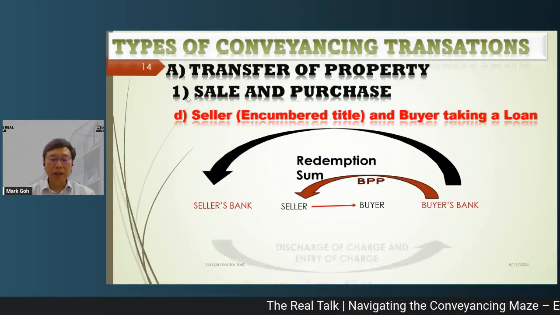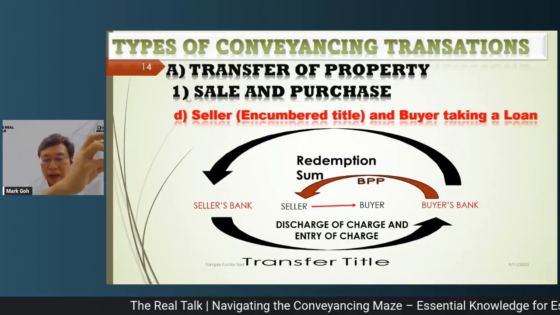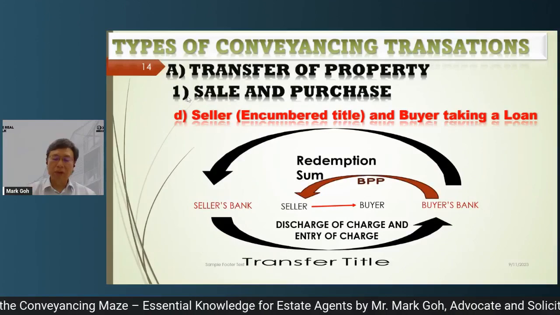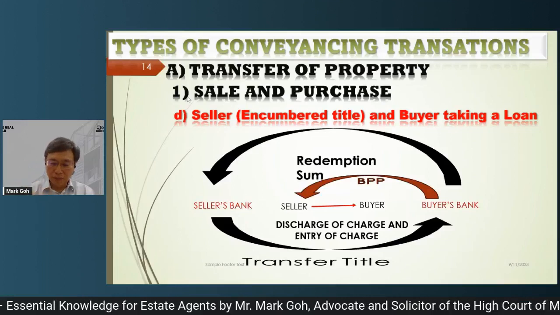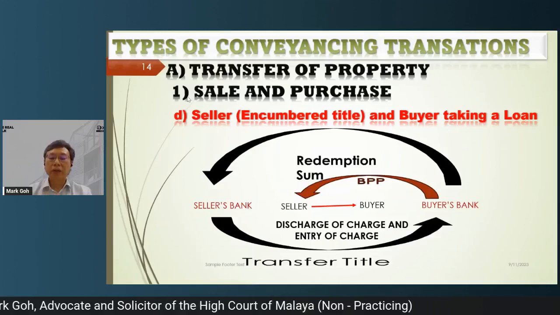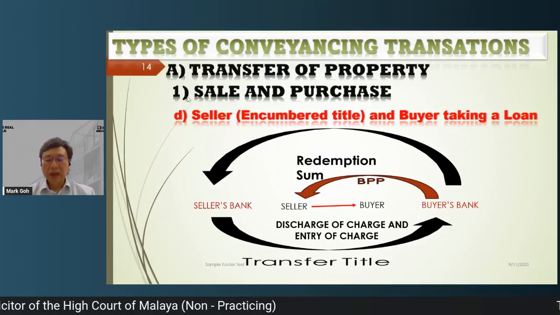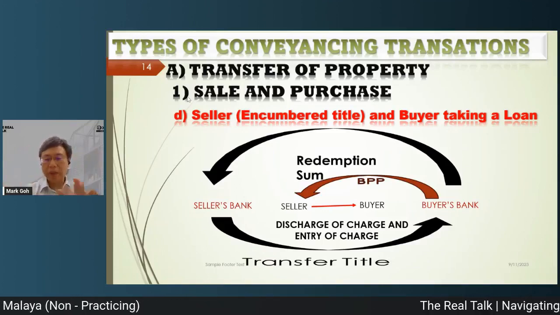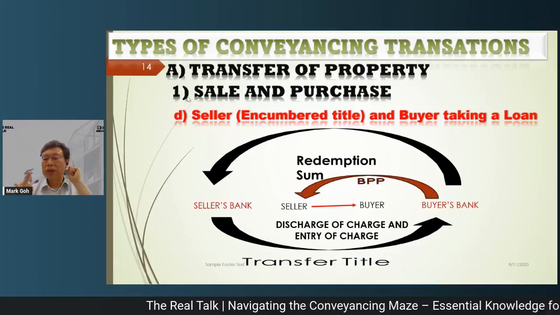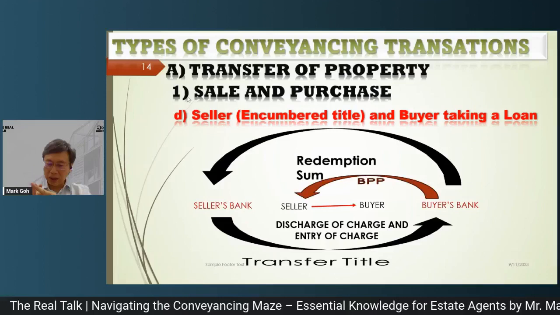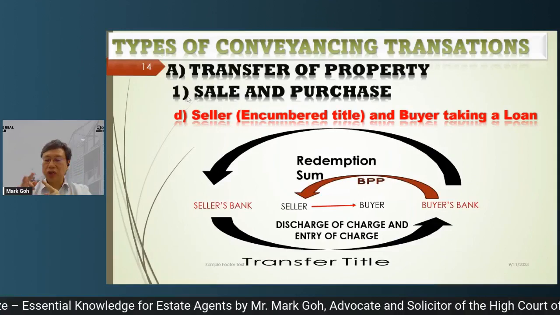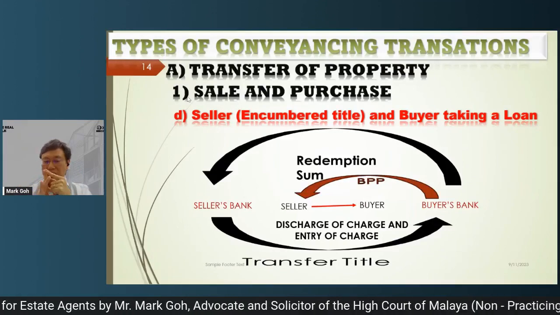And once all this is paid, notice it doesn't go to the buyer. Everything will go to the buyer's bank. The discharge of charge, the entry of the charge, the withdrawal of the private caveat, transfer, everything will go to the buyer's bank. Buyer's bank will present it to the land office. Everything settled. So what will happen? Once everything is paid up, you will have the property being transferred to the buyer with the buyer's bank charge entered in, and at the same time, the seller's charge is being discharged.